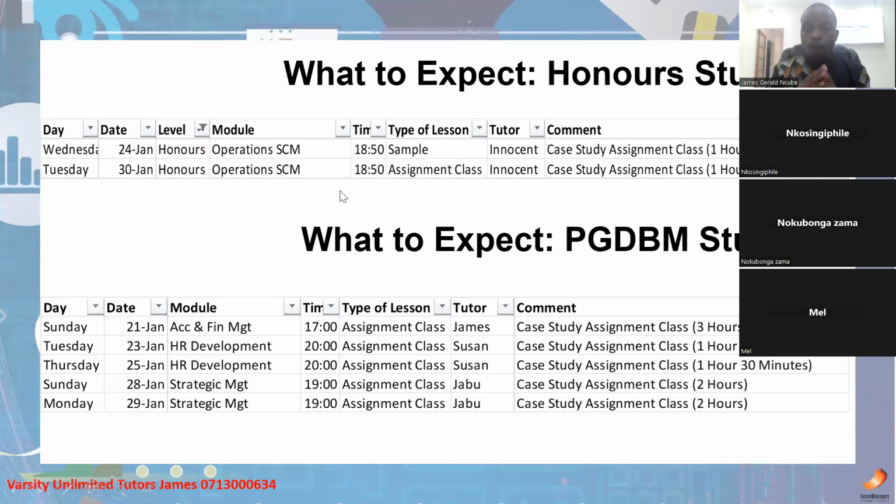Then in terms of when we are going to be meeting. Okay, there it is. All right. So for accounting and financial management, we actually have the lecture this coming Sunday. So Sunday 21 at 5 o'clock, we are going to go through the assignment for accounting and financial management. So it will be about a 3-hour lecture from 5 up until 9 o'clock or until 8 o'clock. We should be done for the assignment.